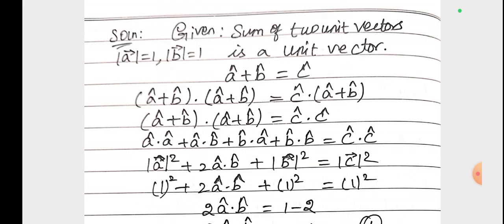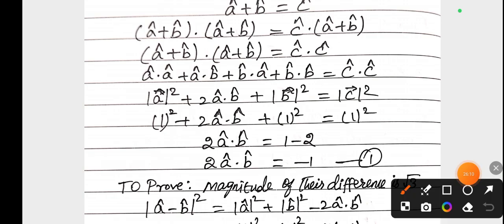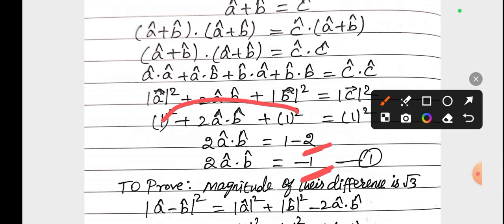So understood, we are just multiplying A cap plus B cap on both sides. Then 1 plus 1, that is 2, plus 2 A dot B goes to the other side as minus 2. So 1 minus 2 is minus 1.